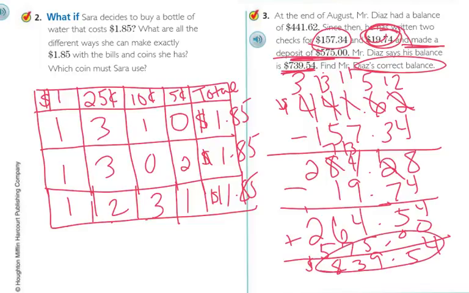So he obviously did something wrong when he was adding and subtracting his account, and that's something that happens every day. You want to always make sure you check that as you get older and you get your banking account.